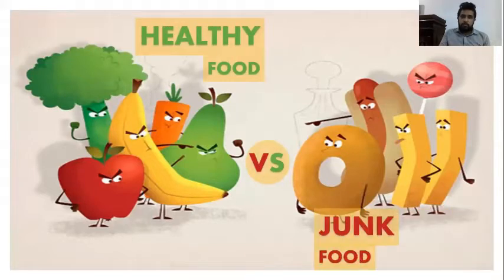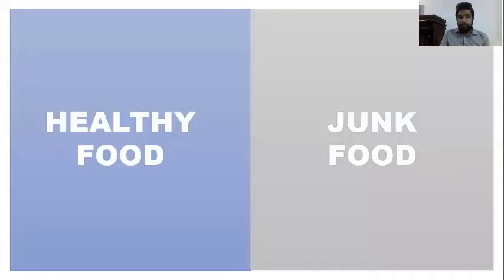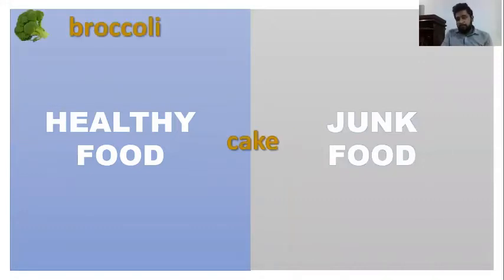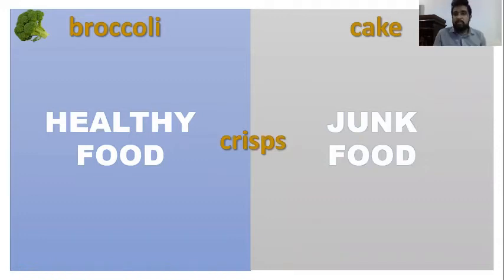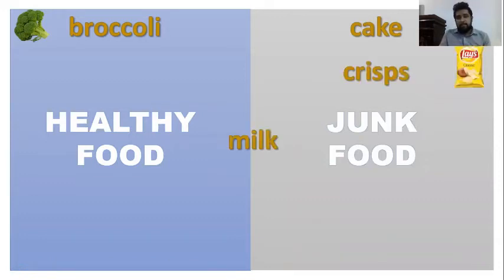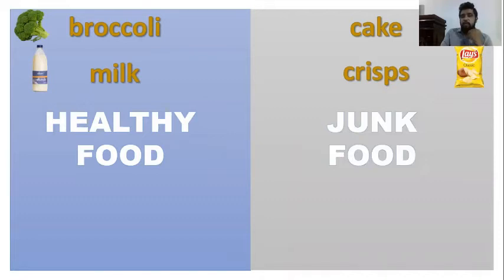So if we compare healthy foods versus junk food, I have taken some common food items. Broccoli. What can you say? Is it a healthy food or a junk food? Broccoli, yes, healthy food. It's a kind of vegetable. And cake? Junk food. Crisps is also junk food. Then milk, is it a healthy food or junk food? Healthy. Yes, definitely. Milk contains lots of nutrients, protein, essential fatty acids and minerals. Cola. Junk. Yes, definitely junk food.